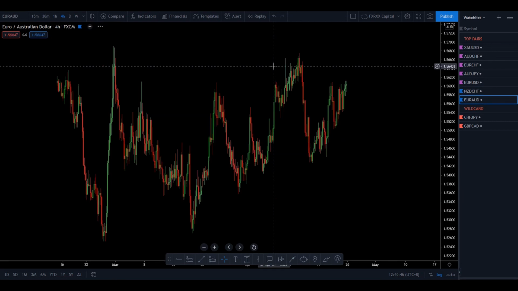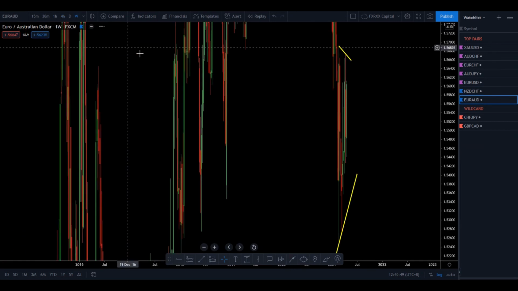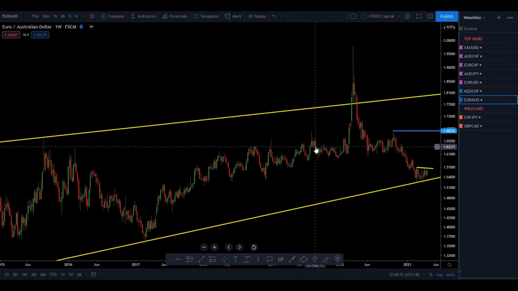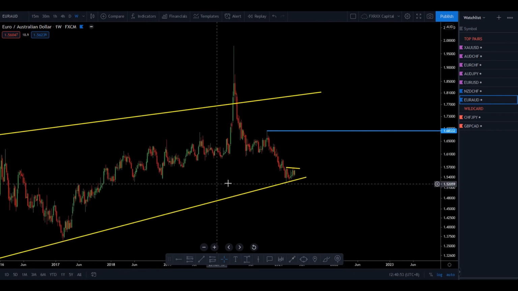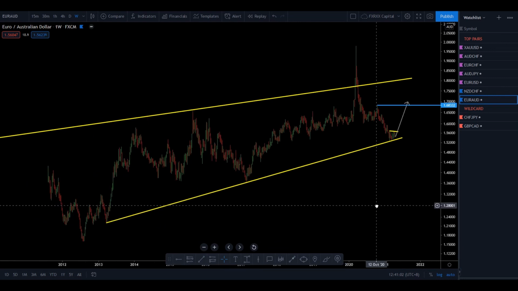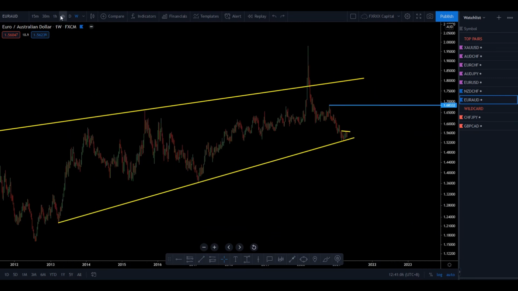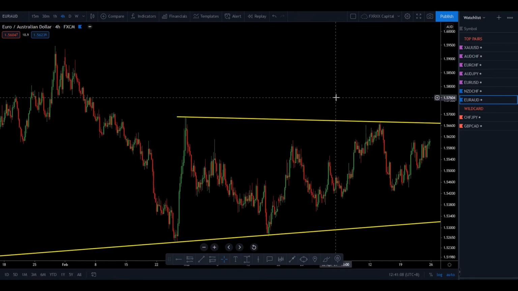Next we move to the next pair, which is Euro Aussie dollar. Euro Aussie dollar, we see the price now at this area. It's about time for price to move to the outside, continue with the structure, as price struggles to break the trend line. And what I'm looking for is a slower time frame.